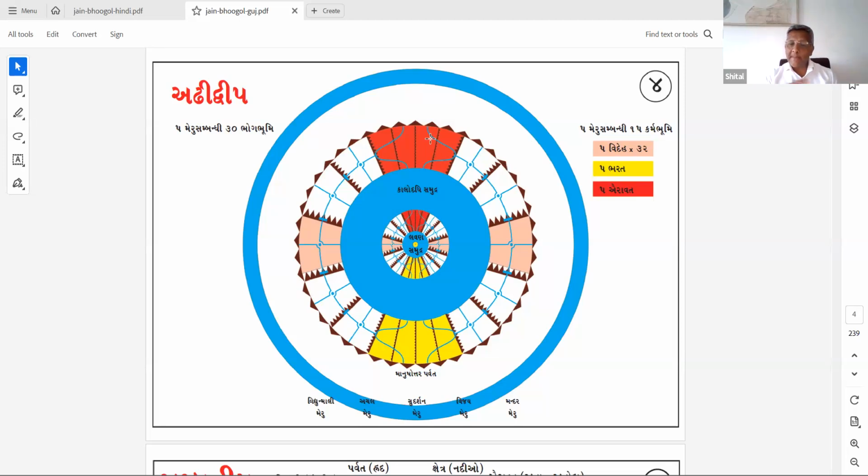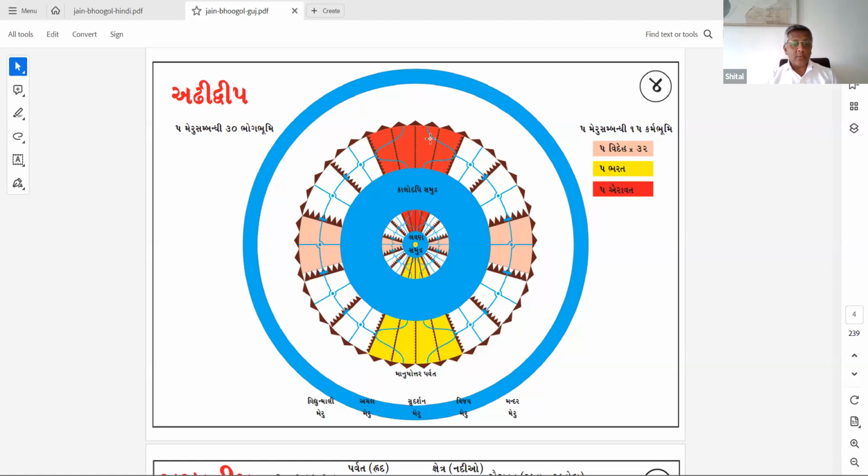Can't be more than that. That's the maximum. So 5 Merus can have 34 times 5, which is 170. So Jambudweep will have 34, Dhatkikhand will have 68, and Pushkara Dweep will also have 68. So 68 plus 68 plus 34 is equal to 170.